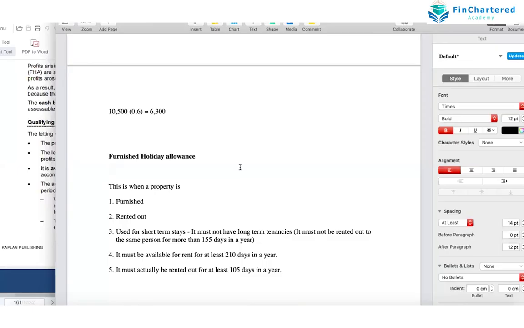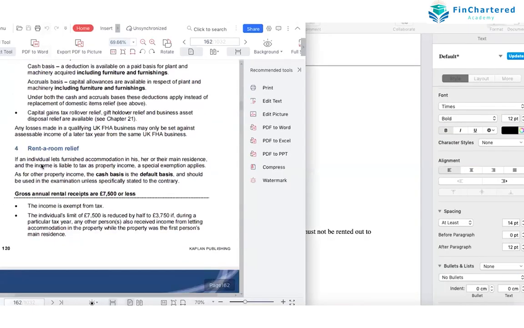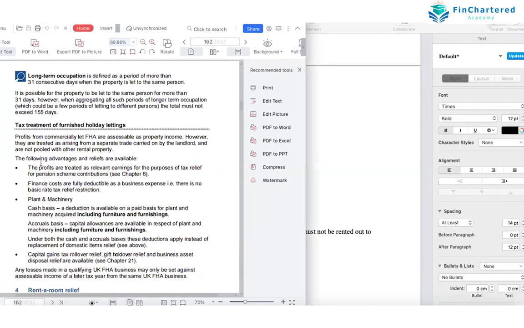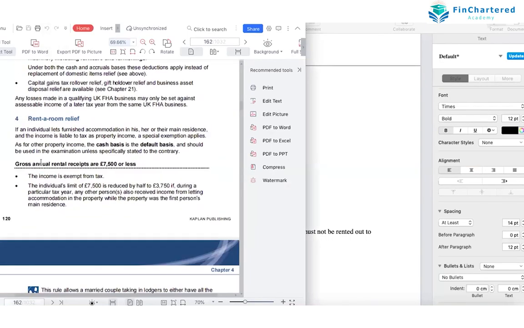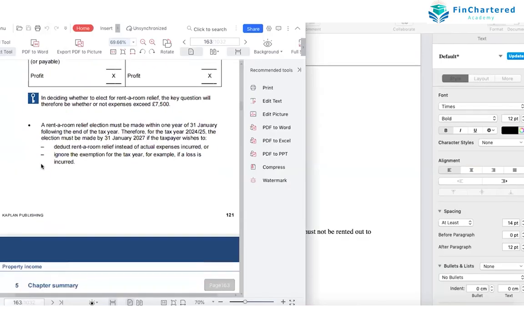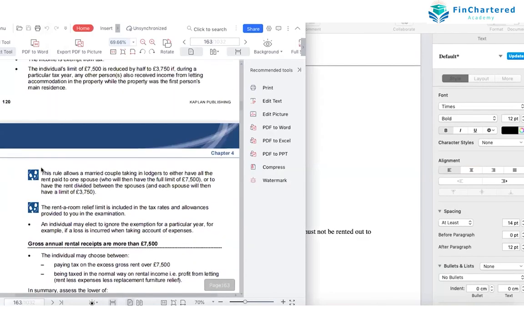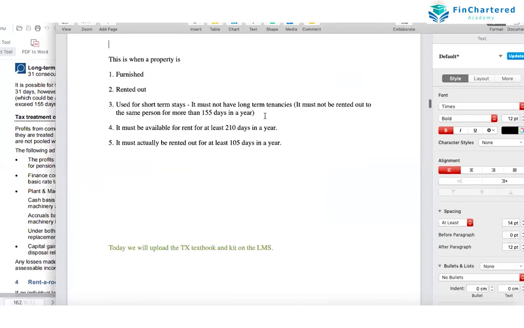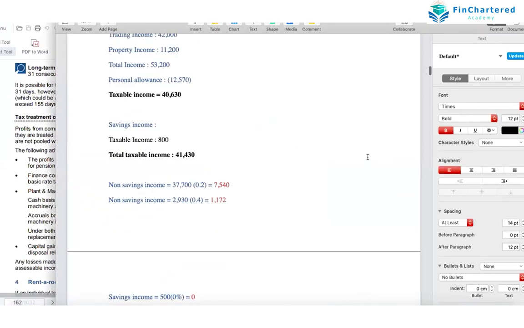So I hope, guys, this is clear and easy for you. Now, again, there are no sums as such in this specific chapter. And there's rent a room relief. Again, just a little bit of talking through, after which this will be done. So tax treatment of FHAs is the next thing that we're going to look at.